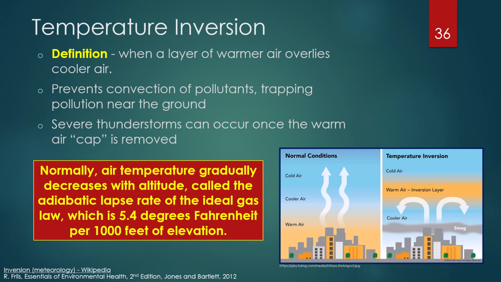The usual temperature gradient of the ideal gas law allows the convection of warm air rising from the Earth's surface into the upper atmosphere to carry with it ground-level pollutants. An inversion prevents this convection of pollutants from happening, trapping pollution or smog near the ground. Once the inversion cap of warm air is removed, convection of moist, trapped air near the ground can result in violent thunderstorms.